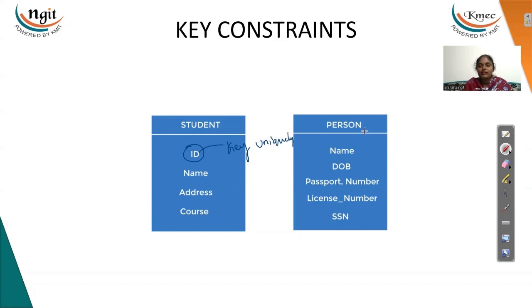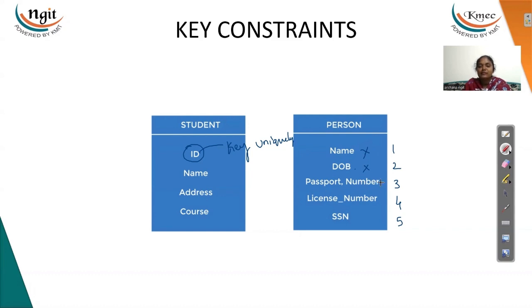Okay. Now let us look at the other table, the person table. Here you have person name, date of birth, passport number, license number, and social security number. When we consider these attributes, you can find a person with the same name, so I cannot refer to this as a key attribute. Date of birth, there is a possibility that people have the same date of birth. So even this you cannot select as a key attribute.